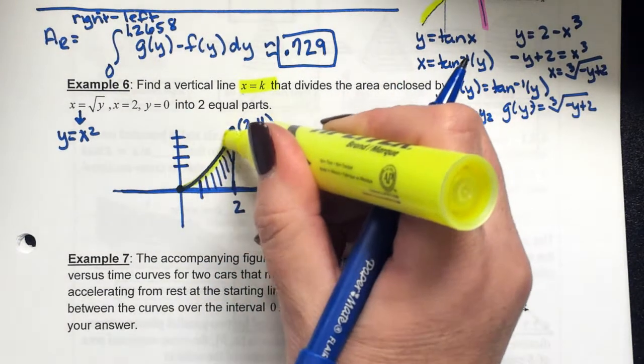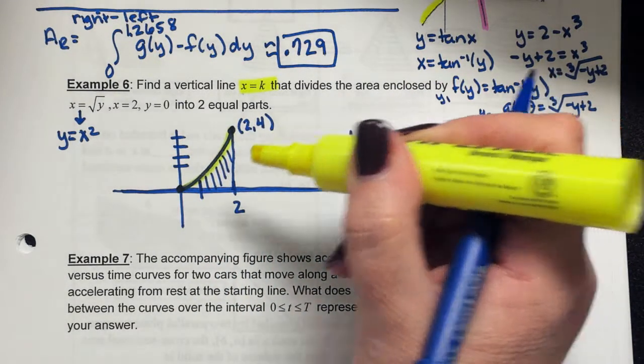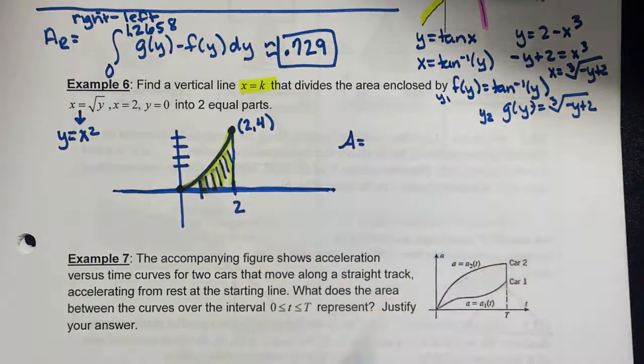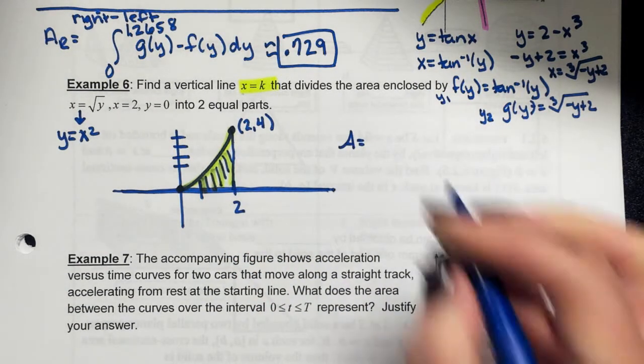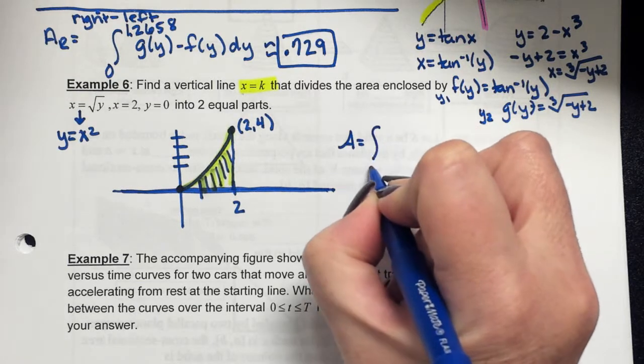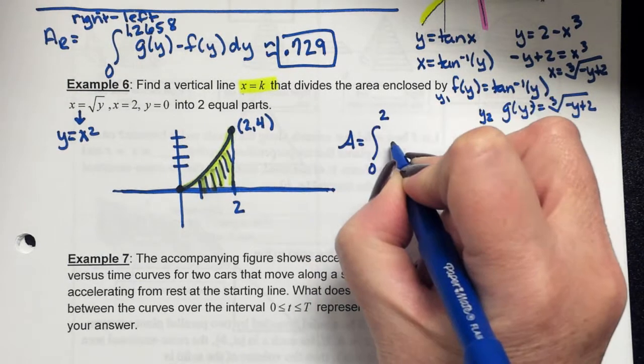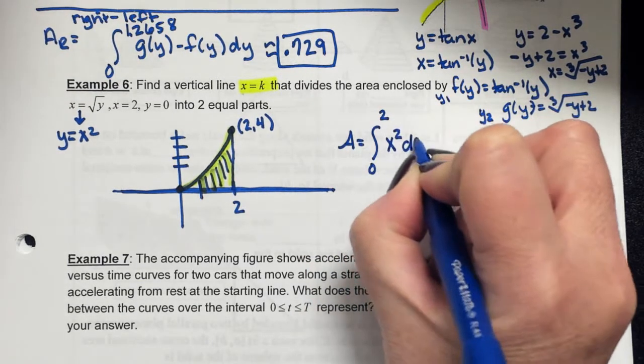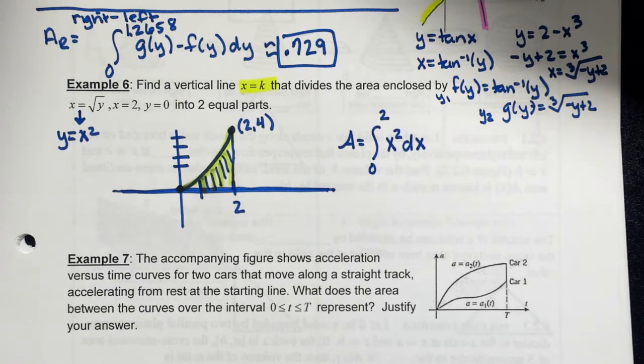What function's on the top? The function on the top is x squared. The function on the bottom is just 0. So again, to calculate the area of this entire region, it's going to go from 0 to 2 of x squared dx. First, I need to figure out what the area of this entire region is going to be before I can figure out where I'm going to divide it in half. Does that make sense to everybody?